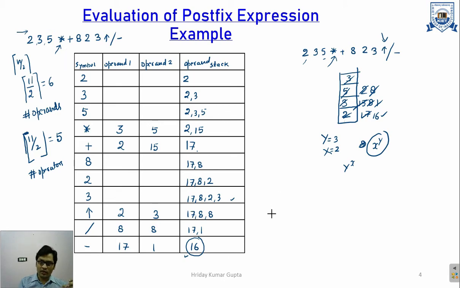Okay, for example, suppose I take this one: 2, 3, 5, plus. Is this a valid expression? No, because there are 4 symbols, and 4 divided by 2 means 2. In case of ceil, the number of operands should be equal to 2, but the number of operands here is equal to 3. So this is not a valid postfix expression.